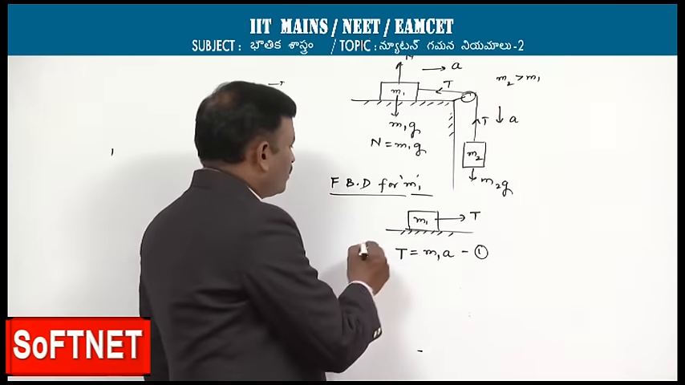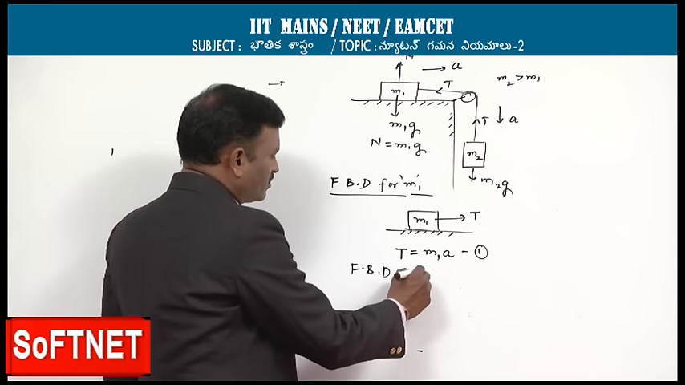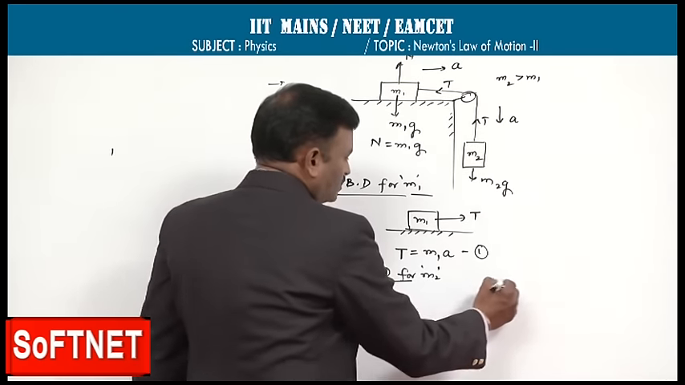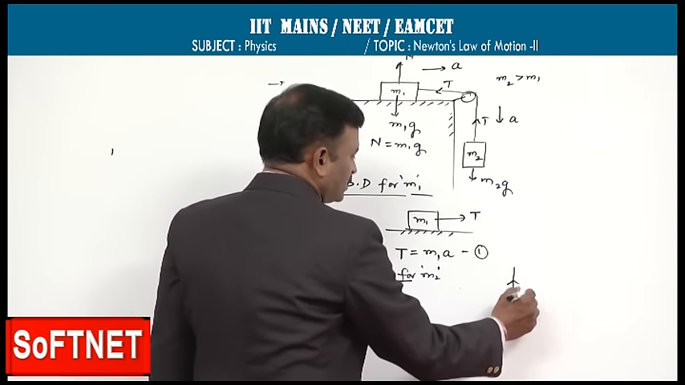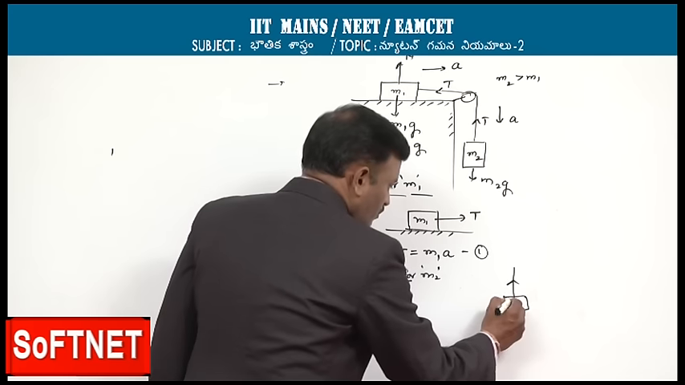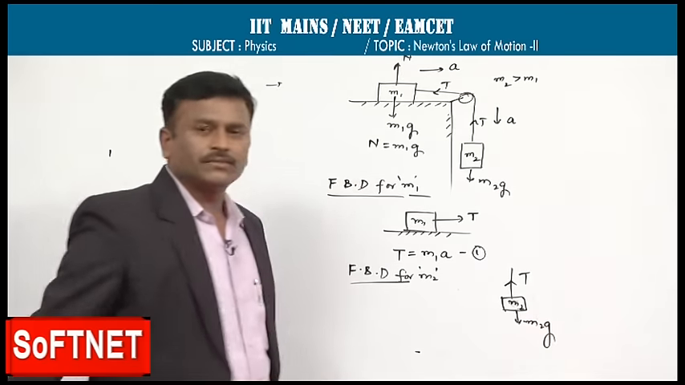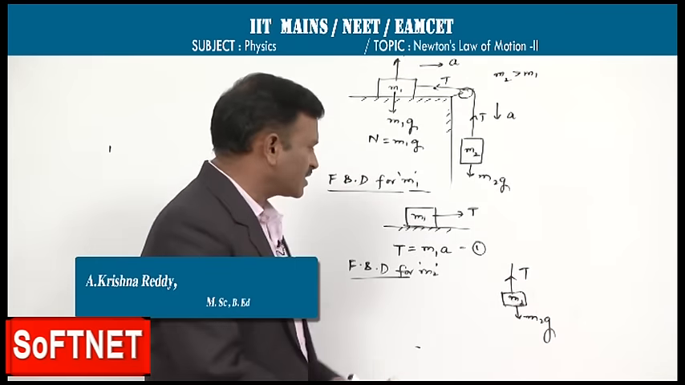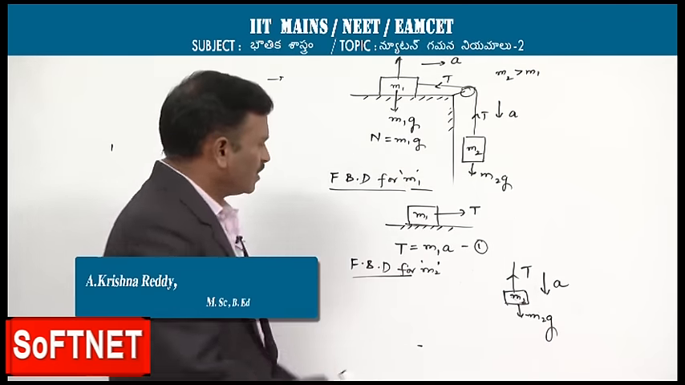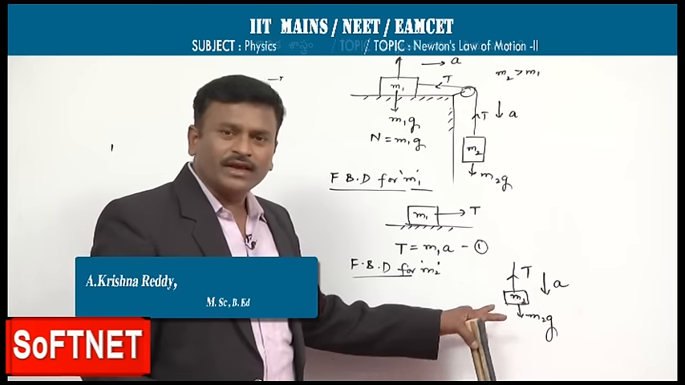Let us write the equation for the free body diagram for m2. For m2, as the body is in the vertical, tension is acting up and m2g is acting down. m2g is the weight acting down, tension is acting up, and resultantly the acceleration is acting downward, as we discussed. Now let us write the expression for the resultant force.